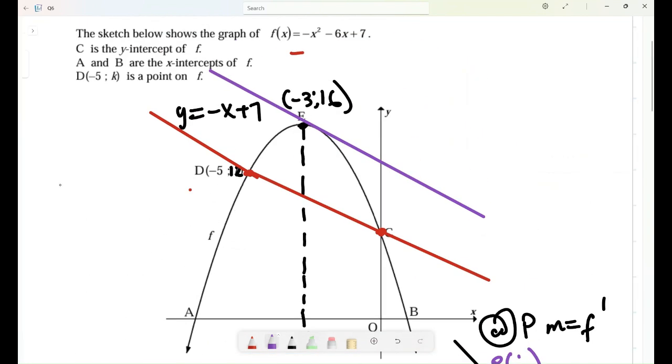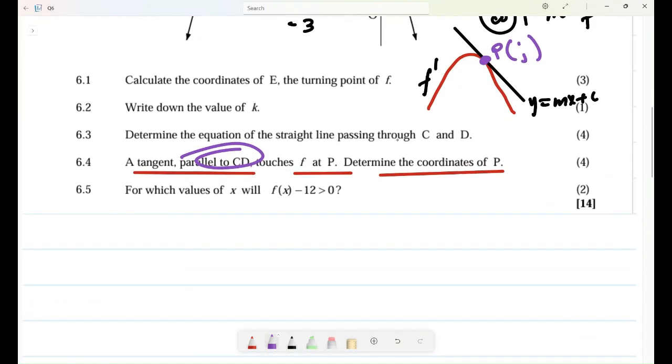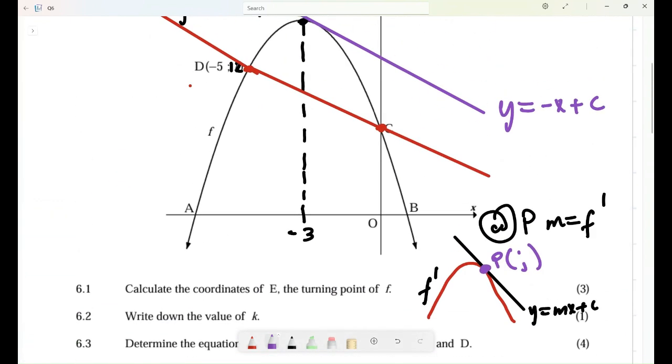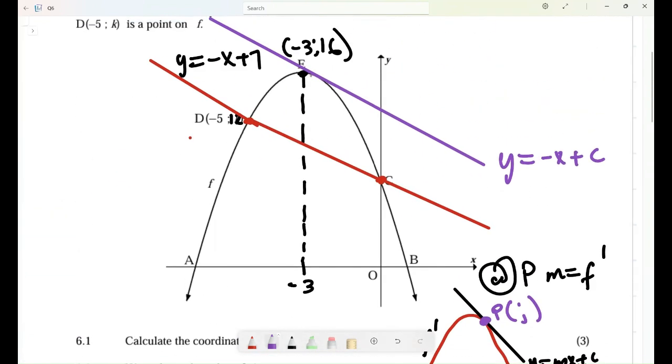Remember, parallel lines, they share what? Parallel lines have the same gradient. Gradient is the same, right? So it means for this equation, the gradient will be the same as this one. But what is the gradient of this one? The gradient is -1. So here we have negative x plus c, right? This is the gradient.